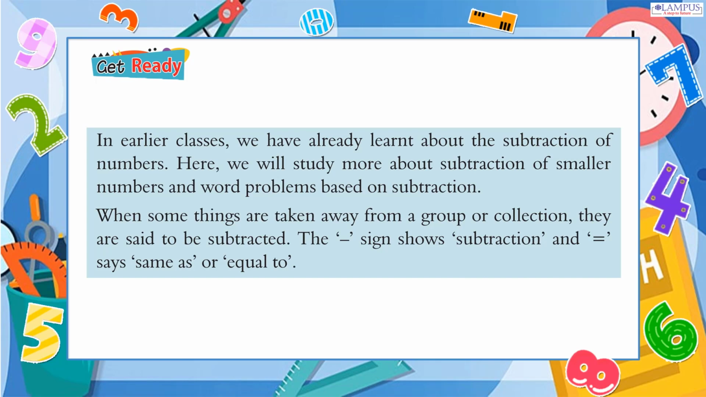When some things are taken away from a group or collection, they are said to be subtracted. The minus sign shows subtraction, and equals says same as or equal to.